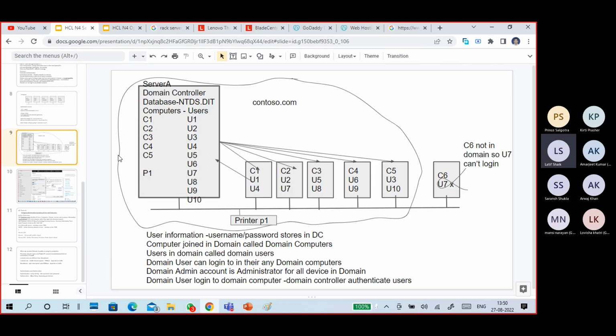Next, guys, this is a single server. What happens if the server is down? Anybody? The server is down, what happens? Clients don't get authentication. No authentication, no authorization, no services.